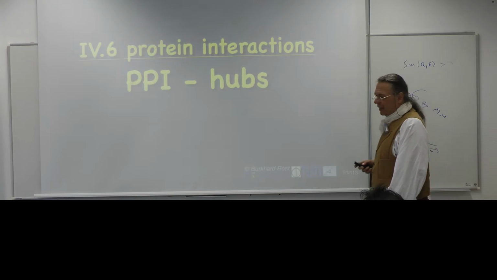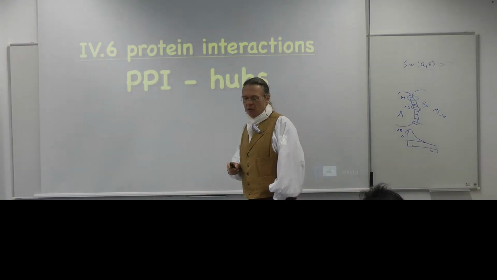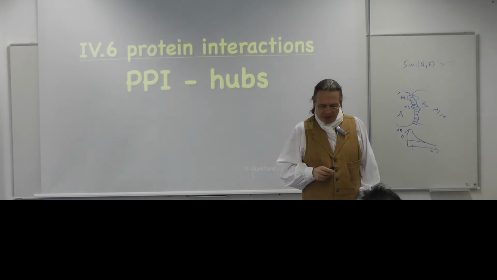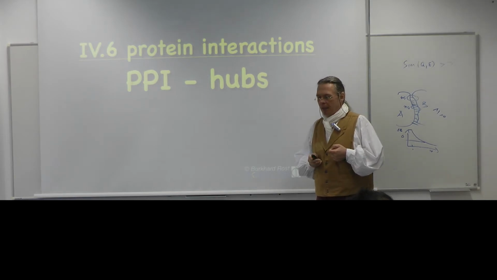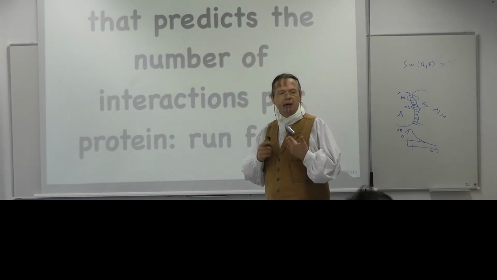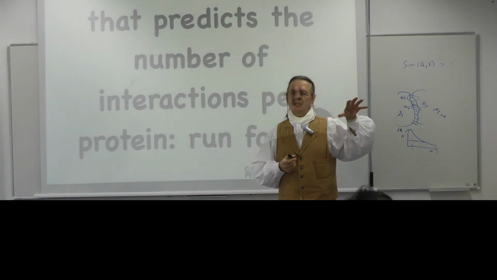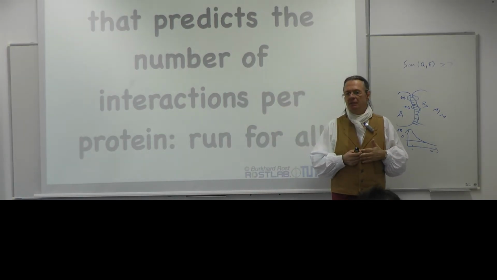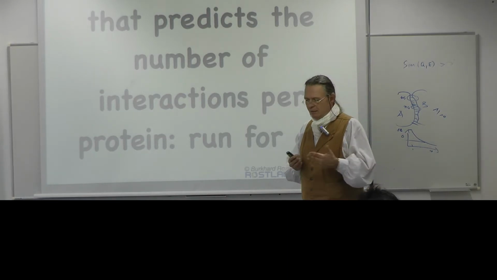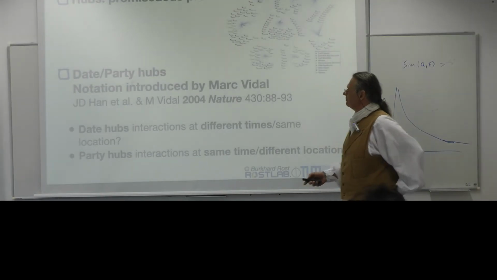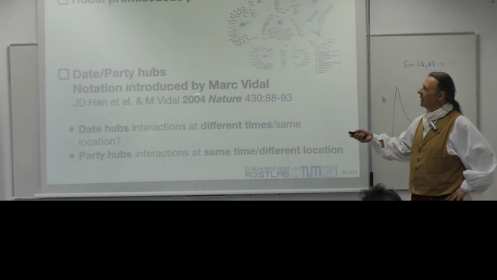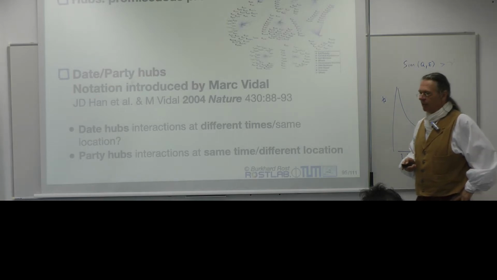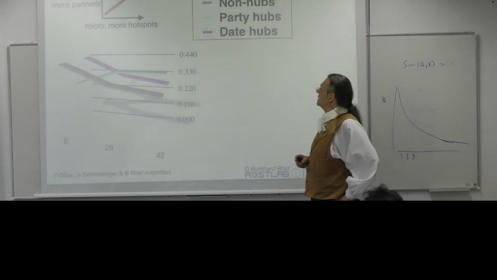Now, let's briefly get into this issue of hubs. So hubs are proteins, PPI hubs are proteins that interact with many other proteins. So since we have a method that predicts which sites on your protein or which residues bind, you could suspect that you can predict hubs. How would you do that? So, date and party hubs, introduced by Mark Vidal. Date hubs use one binding site to bind to many proteins. Party hubs use many binding sites to bind to many proteins. So we would somehow expect something different.